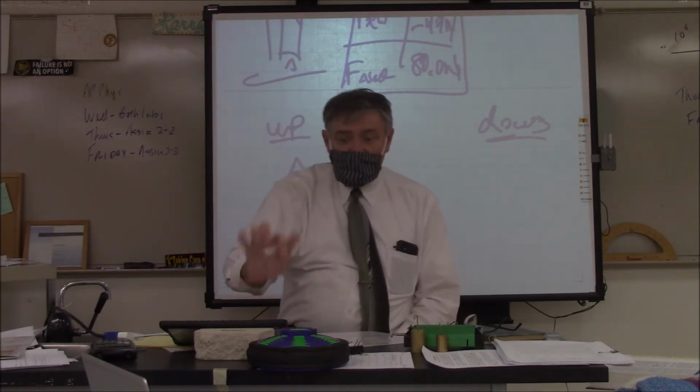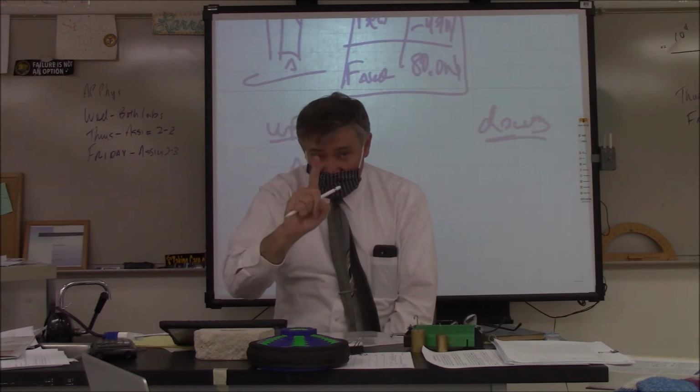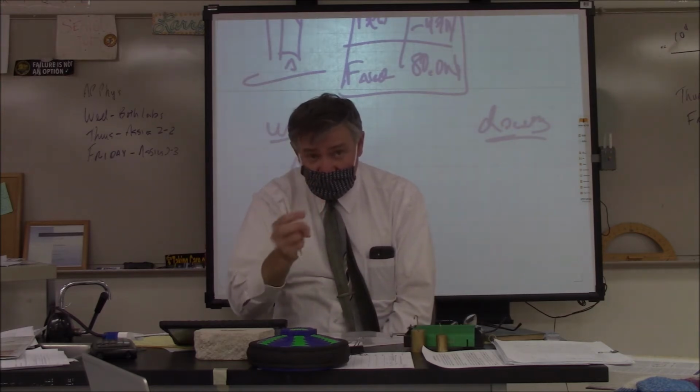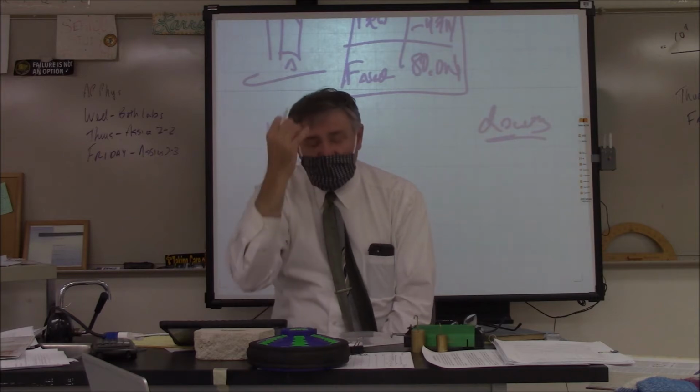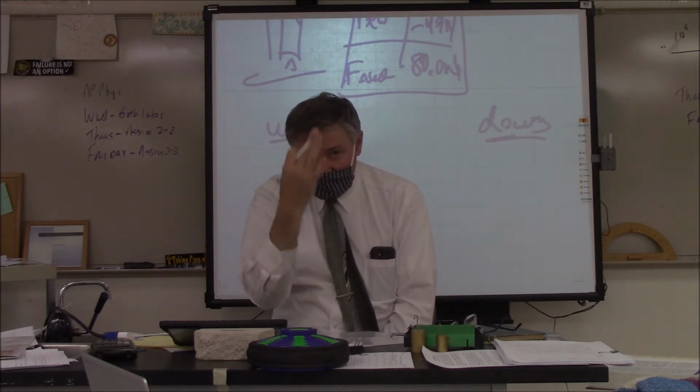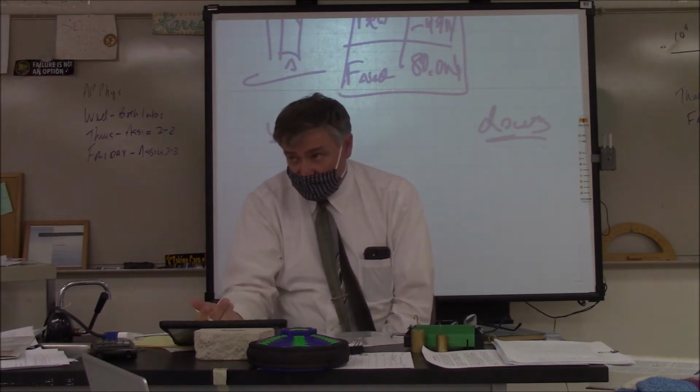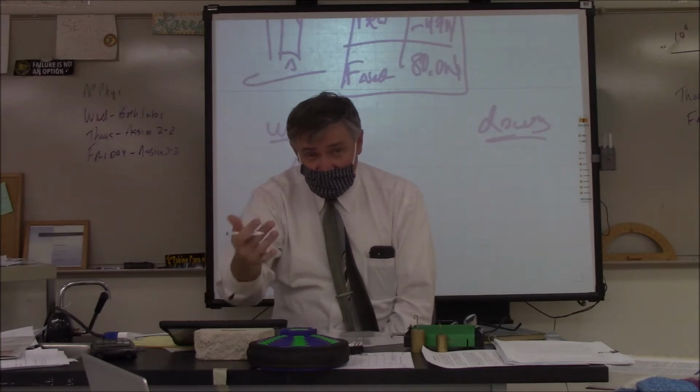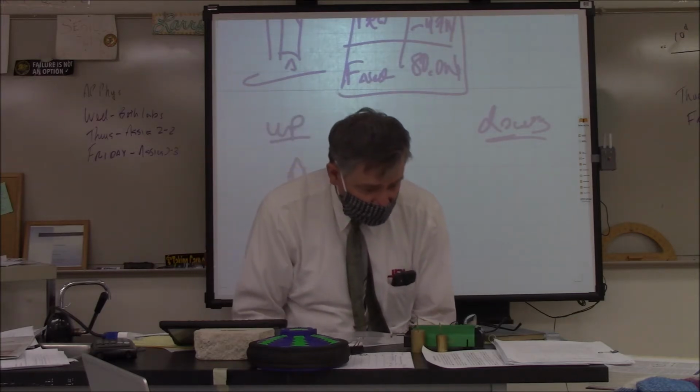So on the way up, you should have 3 things: velocity vectors, acceleration vectors, and a force vector. And then same thing on the way down: velocity vectors, acceleration, force vectors. Okay?